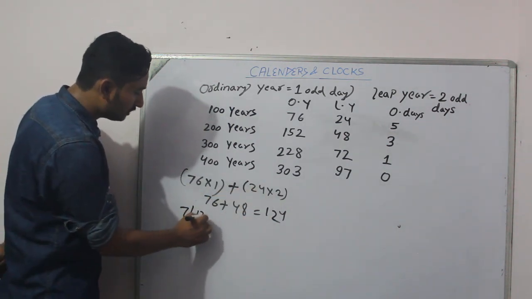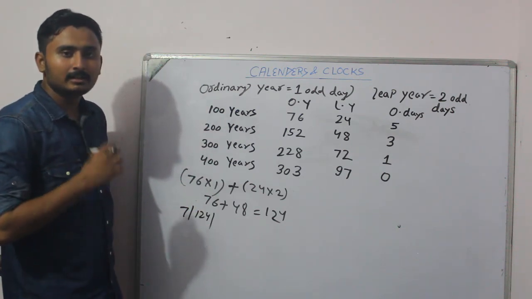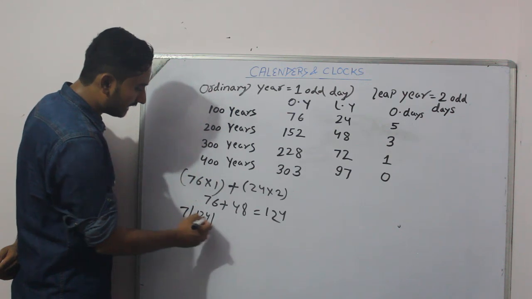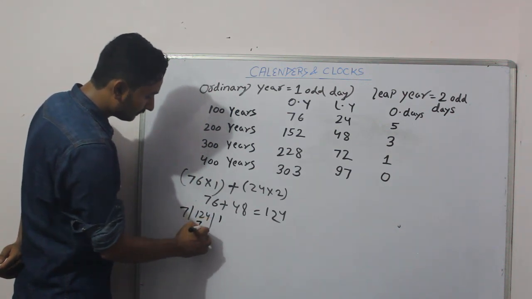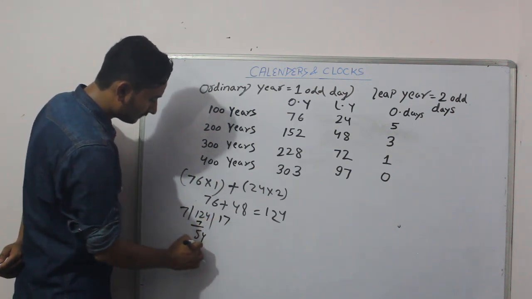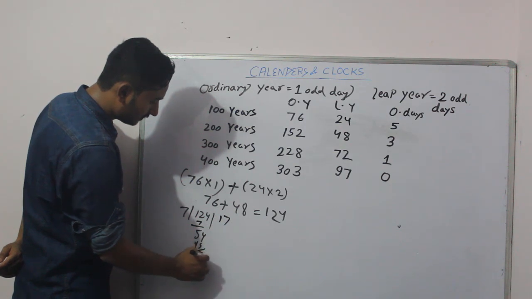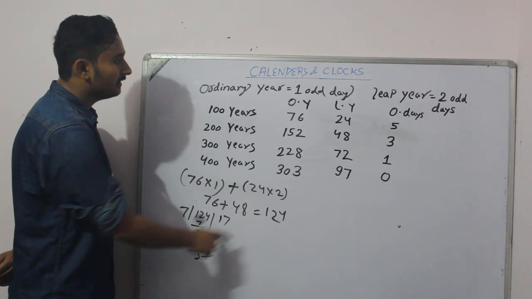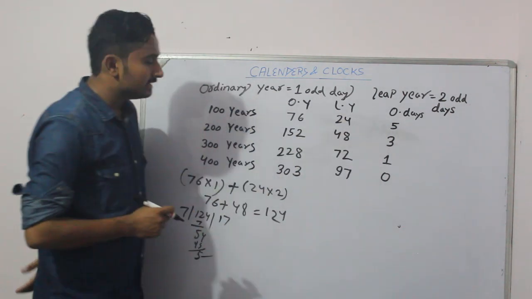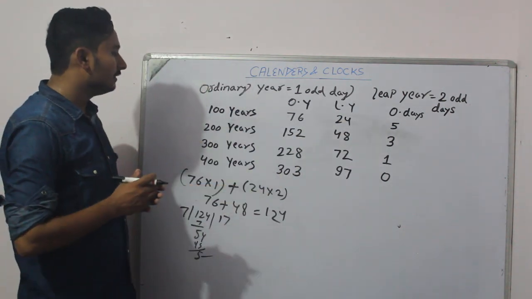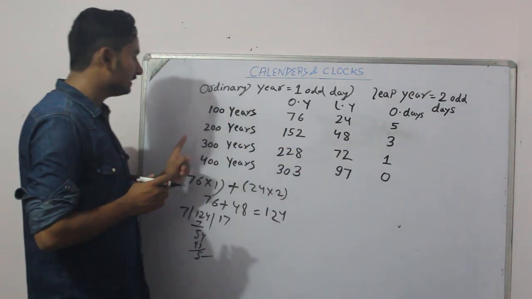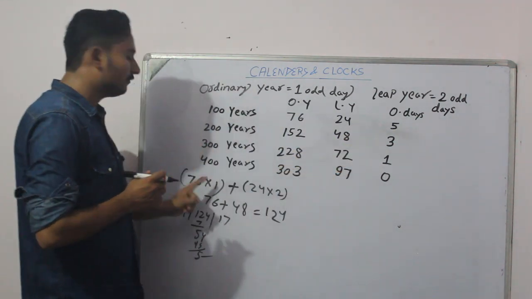We need to divide 124 by 7, because 1 week equals 7 days. When we divide this, we get 5 as the remainder. It means we have 5 odd days. Similarly, when we count this, we get 3 odd days in 200 years, 1 odd day in 300 years, and 0 odd days in 400 years.